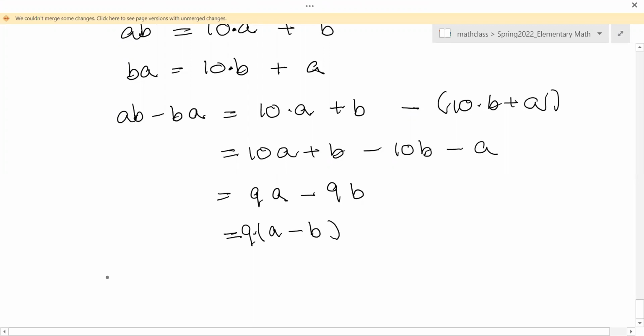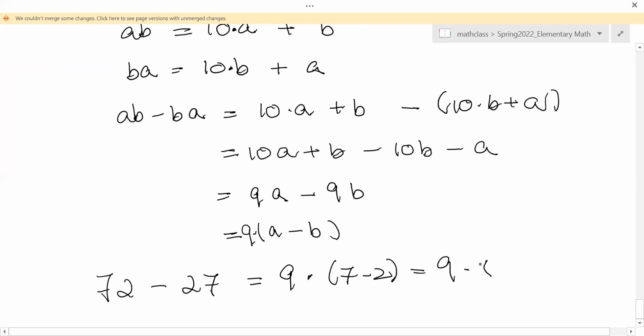So now you double check. 72 minus 27. All you have to do is 9 times the difference of those two digits, 7 minus 2, which is 9 times 5, and that's 45.